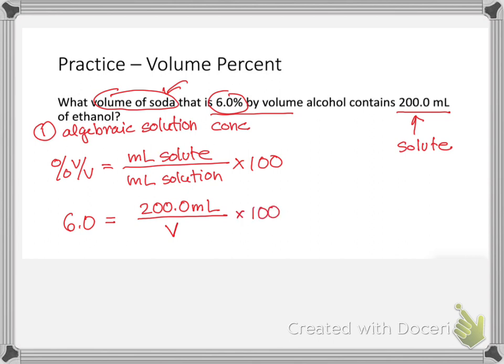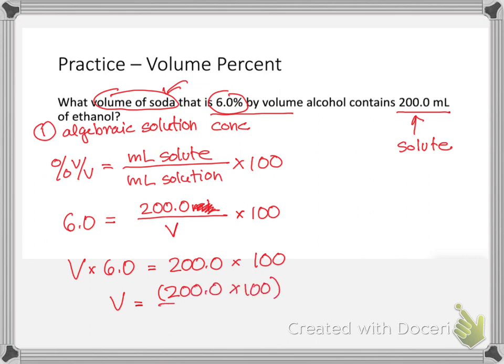So if I'm looking for the denominator, and they could ask you to find the amount of solute in it, so that would be the numerator, but this asks for the denominator. But if it's in the denominator, multiply it over to the other side. Then that will still have a 200 over here. Oh, I don't need the milliliters for when I solve it this way. Times 100. And then I need volume by itself. So I'm going to divide the 6 to the other side.